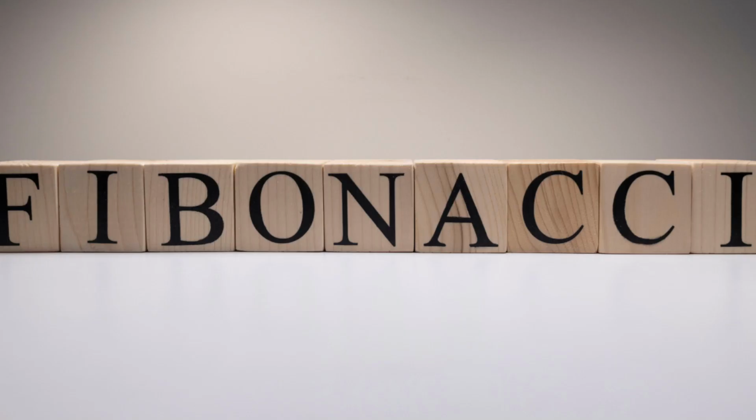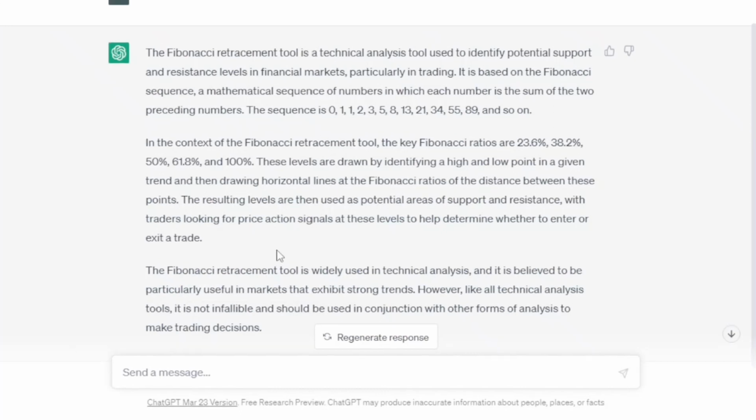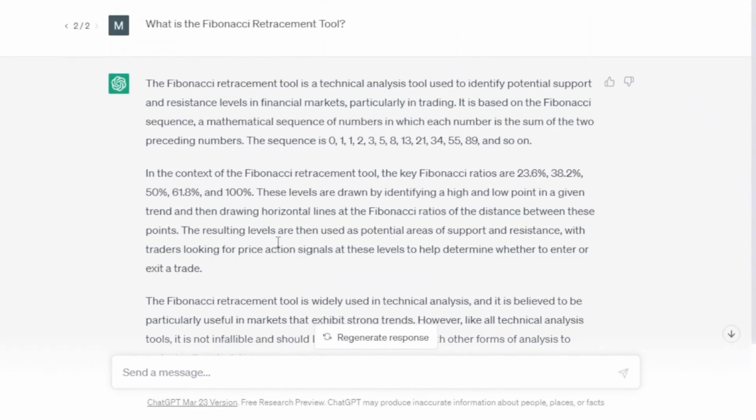So, what is the Fibonacci Retracement Tool? Let's go to my friend ChatGPT. I already asked, what is the Fibonacci Retracement Tool? The Fibonacci Retracement Tool is a technical analysis tool used to identify potential support and resistance levels in financial markets.